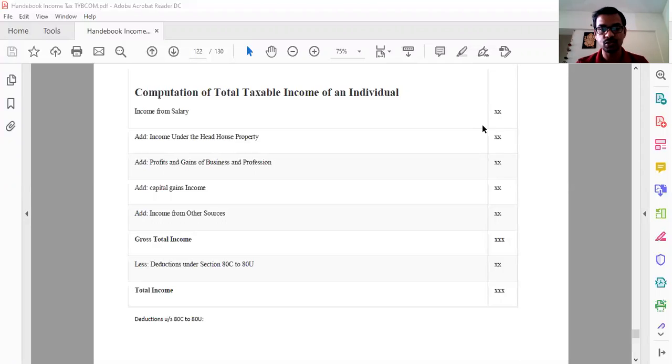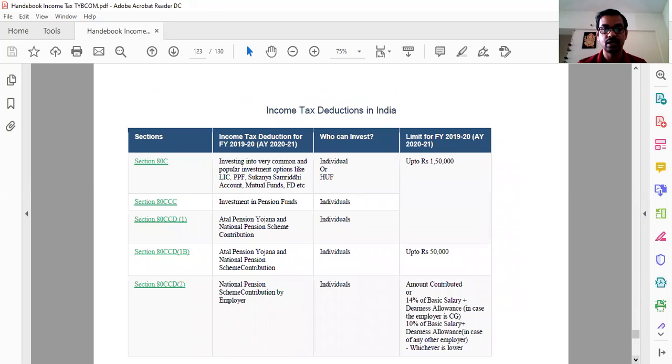Then from this gross total income, we have to list the deductions applicable under section 80C to 80U. After deducting these deductions, we get the total taxable income of an individual. So in this format, we have to find out the total taxable income of an individual. In this, the most important part is the deduction under section 80C to 80U. Those that are applicable are deducted. Now one by one, we have to discuss which deductions are available in each section.